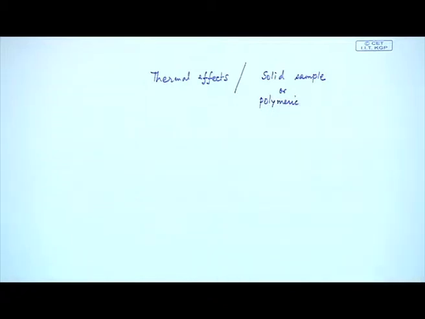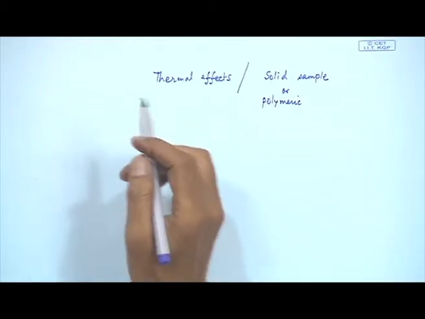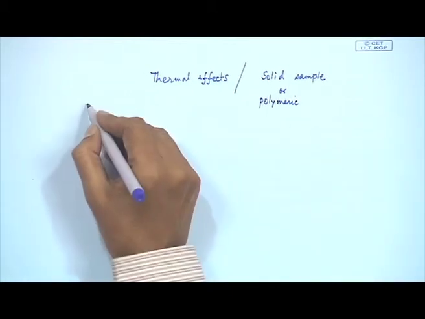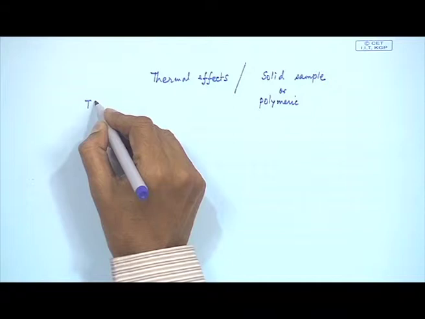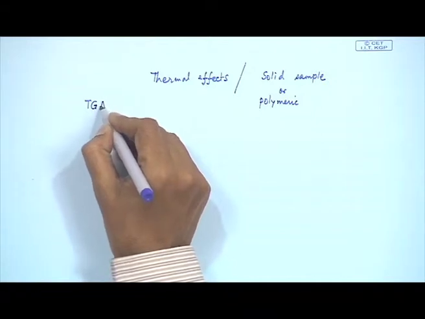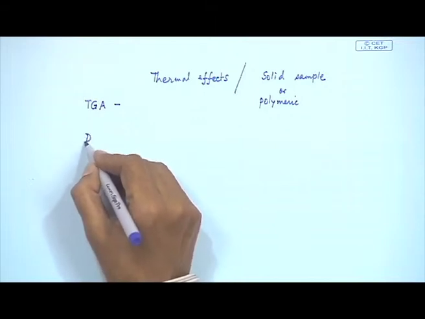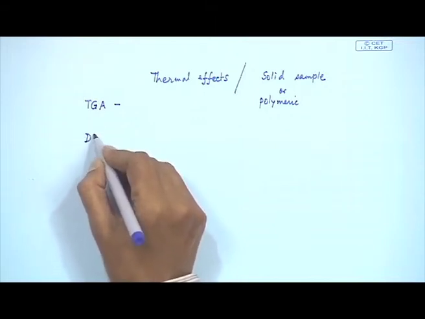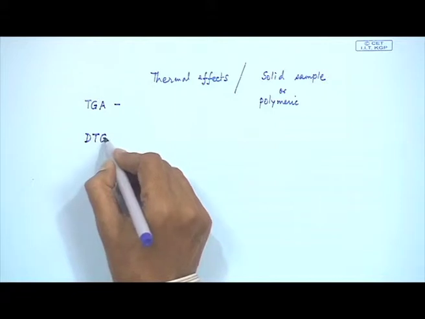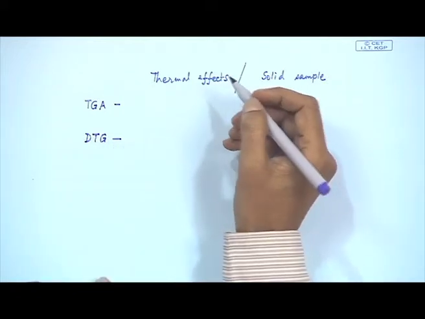And what we can discuss nicely is thermogravimetric analysis, which we have abbreviated as TGA, and one we have also started discussing is the corresponding derivative one, which is the DTG process.